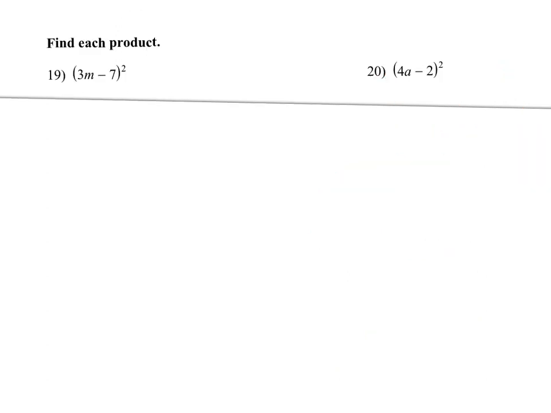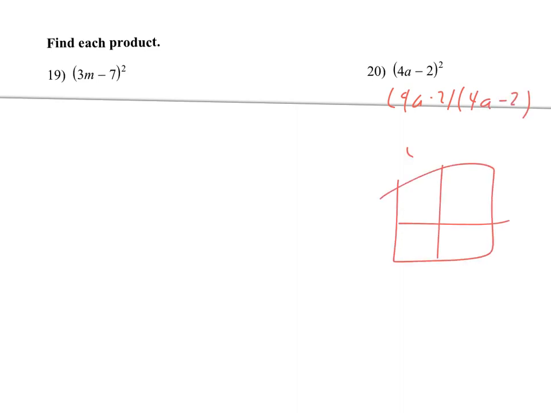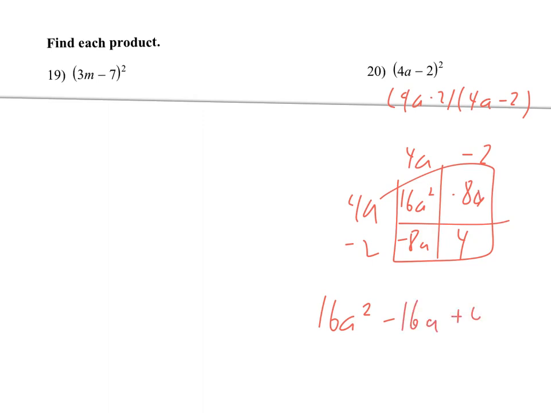All right, next up here, we're going to find the product. Now, whenever this is written as squared, that means we're going to write it twice. And so then you can either FOIL or use the box. So you get 4a minus 2, 4a minus 2. So then you get 16a squared, negative 8a, and then positive 4. So now you can just combine like terms. And you get negative 16a and then plus 4. The negative 16a came from combining these two, and you're done.